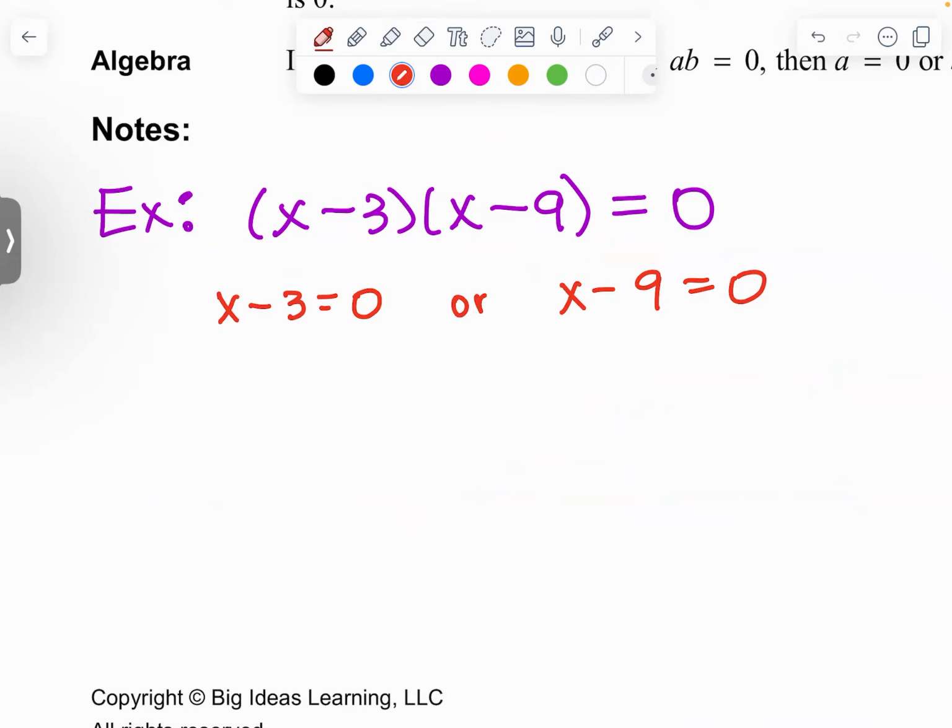Connor, if x minus 3 equals 0, what's x? Try again. 3.